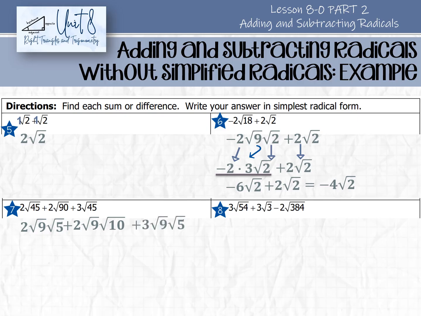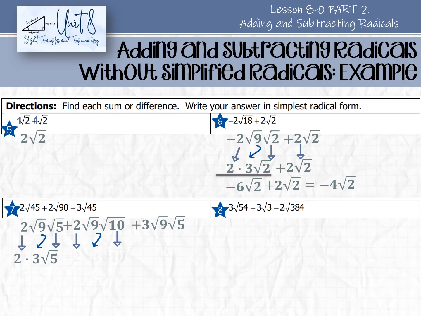Let's do it again. 3 times the square root of 9 times the square root of 5, because 9 times 5 is 45. Square root of 9 is 3. Bring everybody down. Bring down the 2 times 3 radical 5.